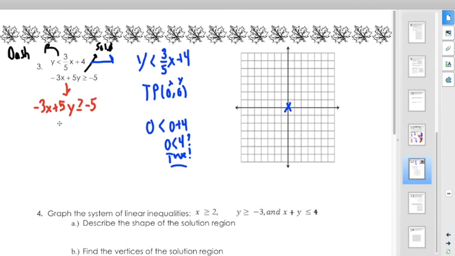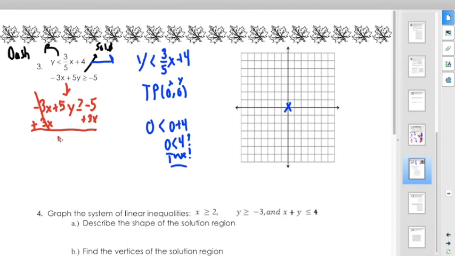Okay? Trying to get y by itself. Well, the first thing I'm going to do is add 3x, because that's a negative. I'm not going to subtract it if it's a negative. I want to cancel it. Well, negative 3 plus 3 would cancel this out. So what I do to one side, I got to do to the other. Again, this would cancel out.